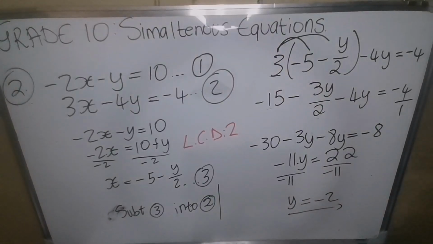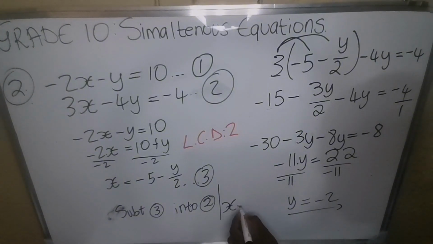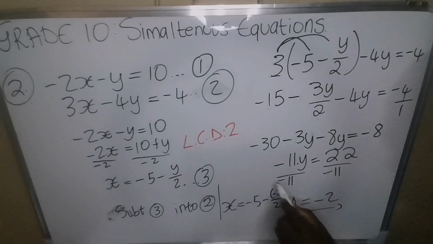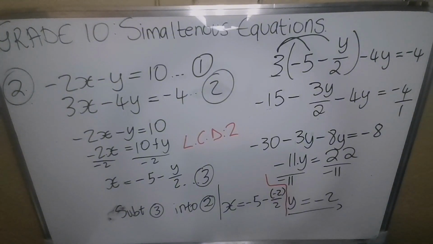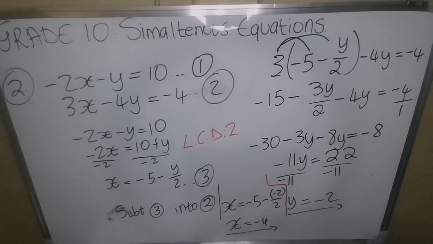Our answer. Then how do we find x? Where I see y, I put in negative 2. On my equation number 3, I'm going to have x is equal to negative 5 minus negative 2 over 2. So I'm going to put that on a calculator: negative 5 minus bracket of negative 2 over 2. My answer there is negative 4. Then you are done, guys. There's your answer for this question.